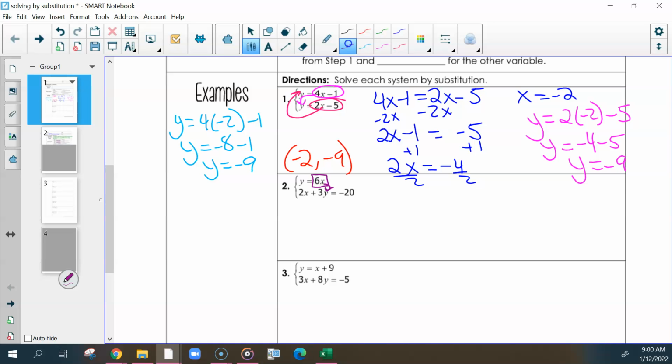So think about this like evaluating. If this were y equals 6, we could put it in for y and find x. Same thing. We're taking the expression and putting it in for y so we can find x and then find y. So when we do this, we're going to rewrite this equation: 2x plus 3 times whatever y was, which was 6x, equals -20.